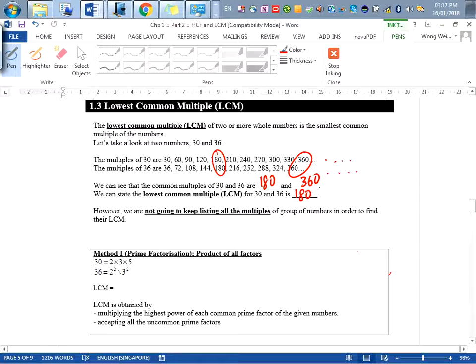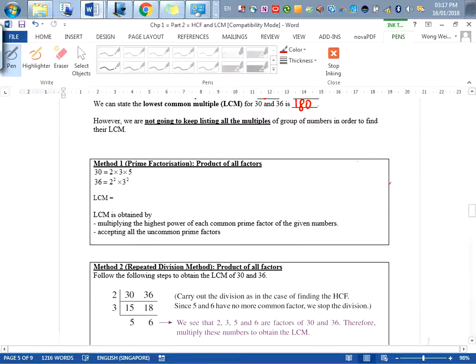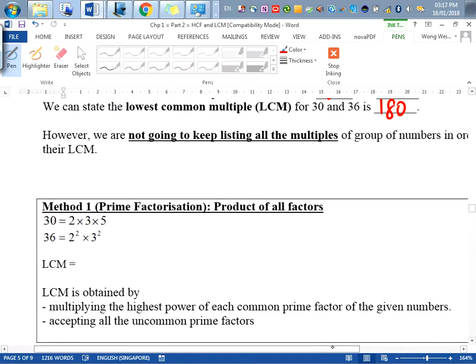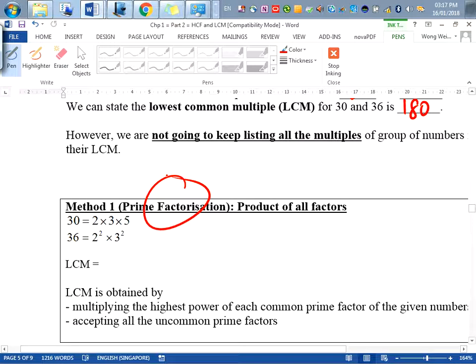So again, we have two methods to find the LCM. Again, prime factorization. What is the first step? Express 30 and 36 as a product of their prime factors. Everybody should be very familiar with this already. So for example, 30, if you want to use your 3, then look at this, 15, 3 and 5. So this is 30 equals 2 times 3 times 5. 36 will be 2 squared times 3 squared. Okay? Now that we have these two statements, how do we find the LCM?